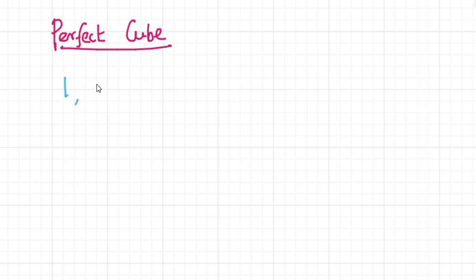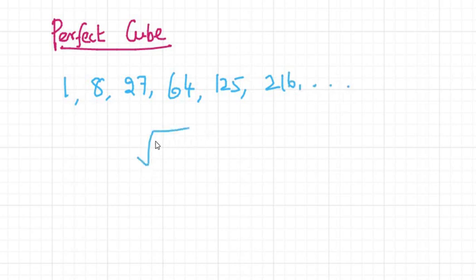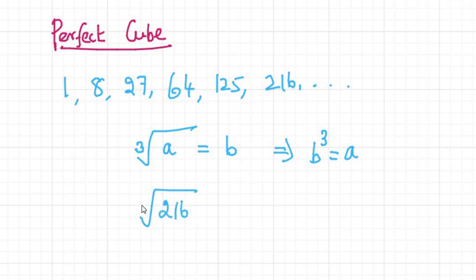Next, perfect cube. Perfect cube numbers are 1, 8, 27, 64, 125, 216. We can write perfect cube like this. Cube root of A is equal to B. This means B cube is equal to A. In general, for example, cube root of 216 is equal to 6. Why? Because 6 cube is equal to 216.